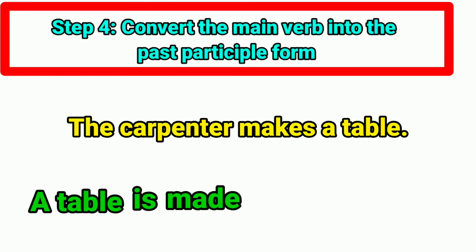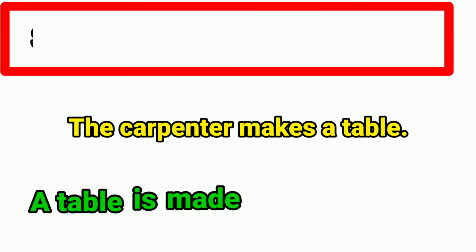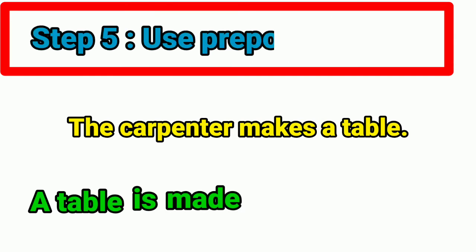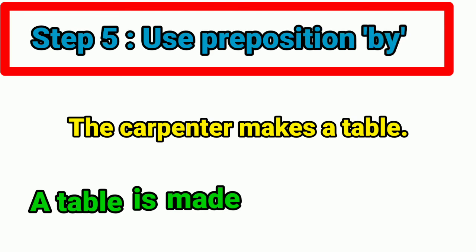Next step is to use the preposition by. So after writing the past participle form of the main verb, write the preposition by.